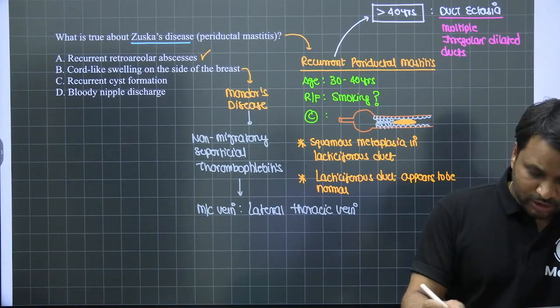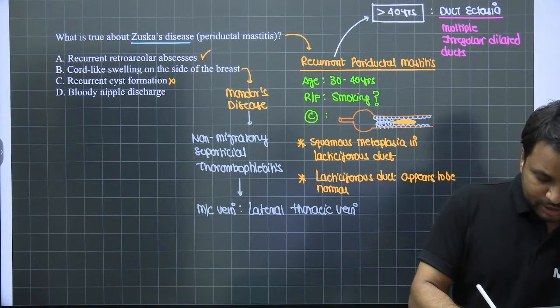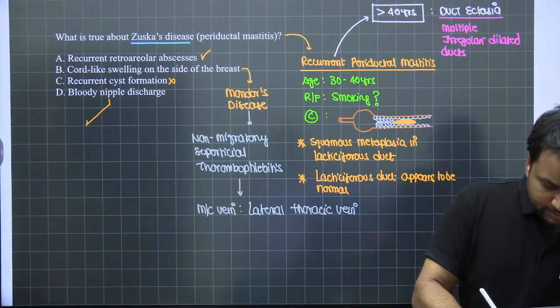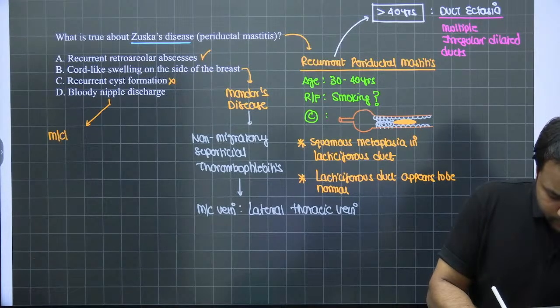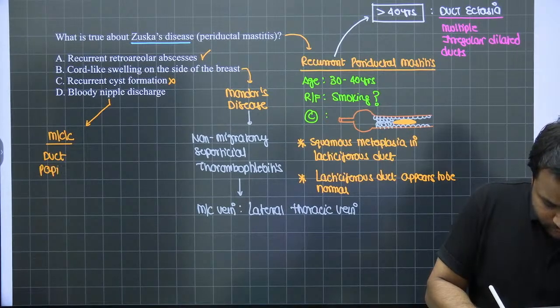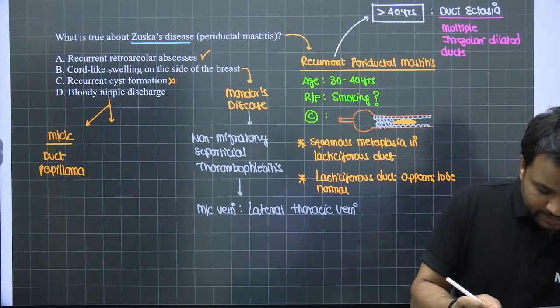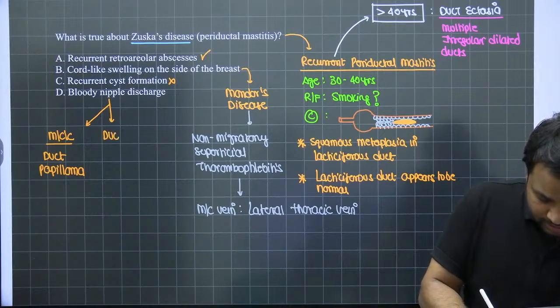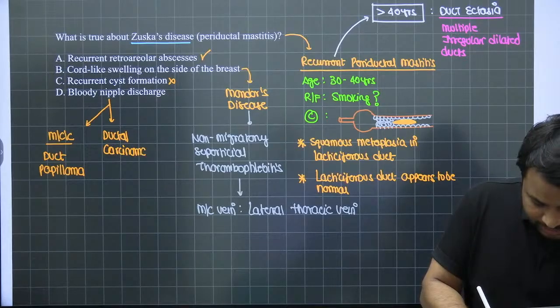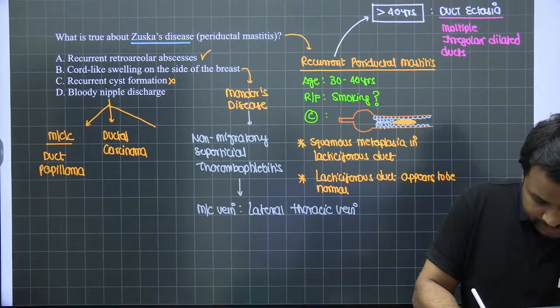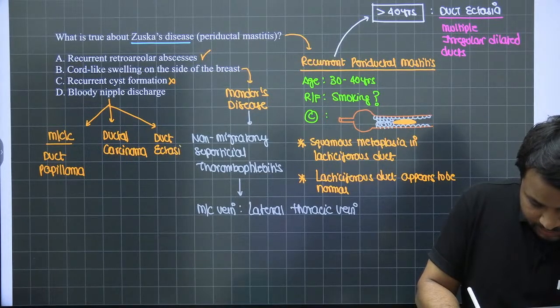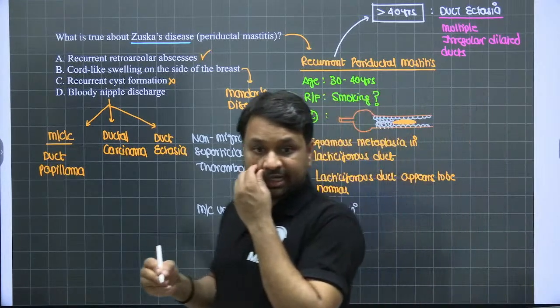Recurrent cyst formation is an isolated component. Bloody nipple discharge, the most common cause is duct papilloma. It is not a feature of Zuska's disease. Otherwise, it can also be seen in ductal carcinoma, or it can also be seen in duct ectasia.